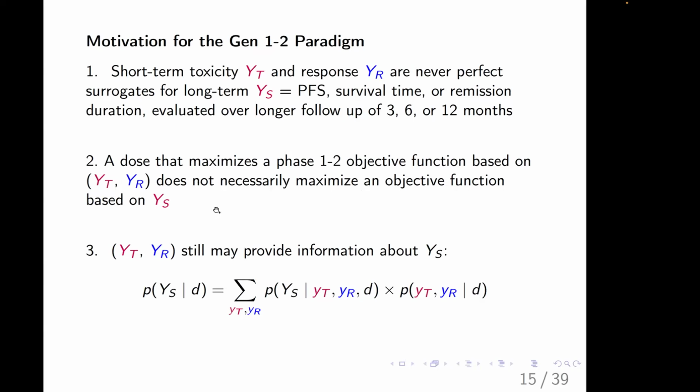And so the observation is that, however, the early outcomes still provide information about the longer-term outcome. And this is just the law of total probability. So the distribution of the time to event outcome as a function of dose is just the average of the conditional distributions where you're conditioning on the early outcomes and we're multiplying by the early outcome probability. Just the law of total probability, nothing deeper than that. So the idea here is that, look, the early outcomes are not perfect surrogates, but there is a conditional distribution of the long-term outcome that does depend on the early outcomes.